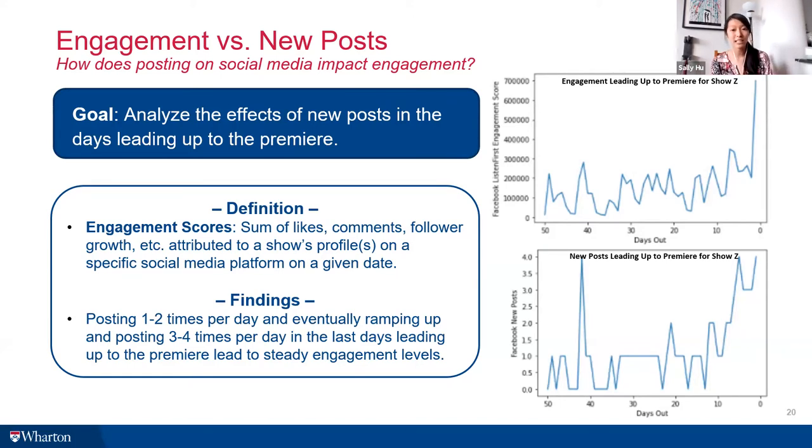Our main findings here after analyzing a number of shows is that posting 1 to 2 times per day, and eventually ramping up to the premiere and maybe starting to post a little bit higher, like 3 to 4 times a day in the last days leading up to the premiere, led to the best engagement levels, more steady engagement levels rather than fluctuating up and down. If you're posting too much, people might unfollow. It's like flooding their newsfeed, stuff like that.